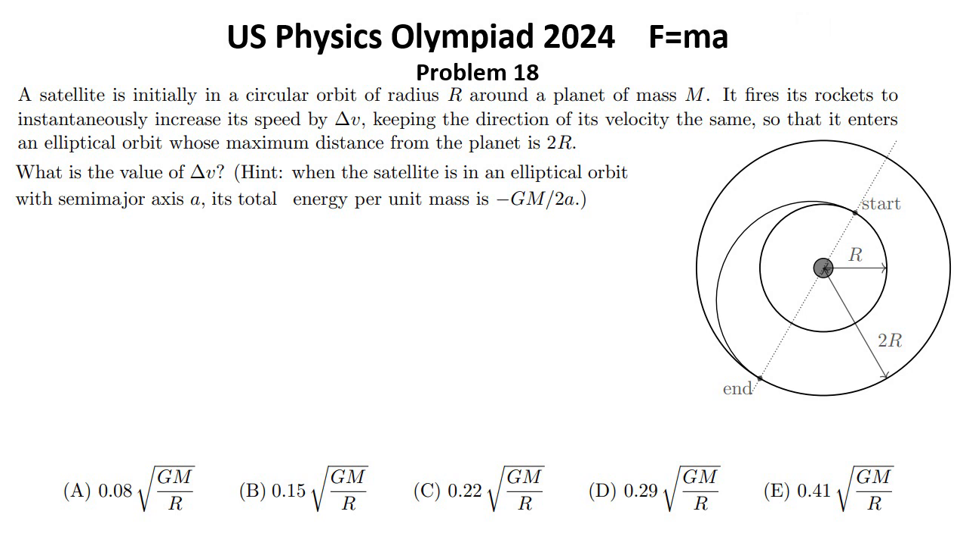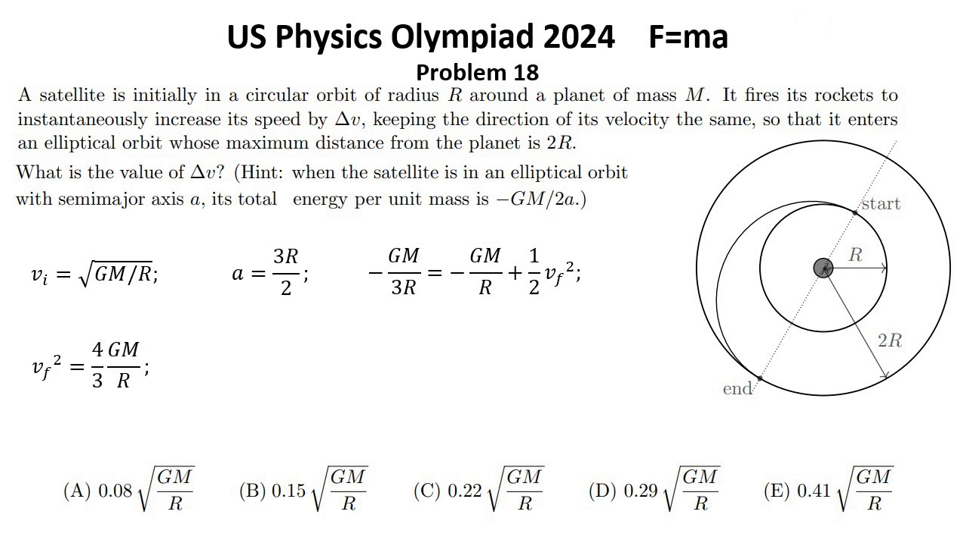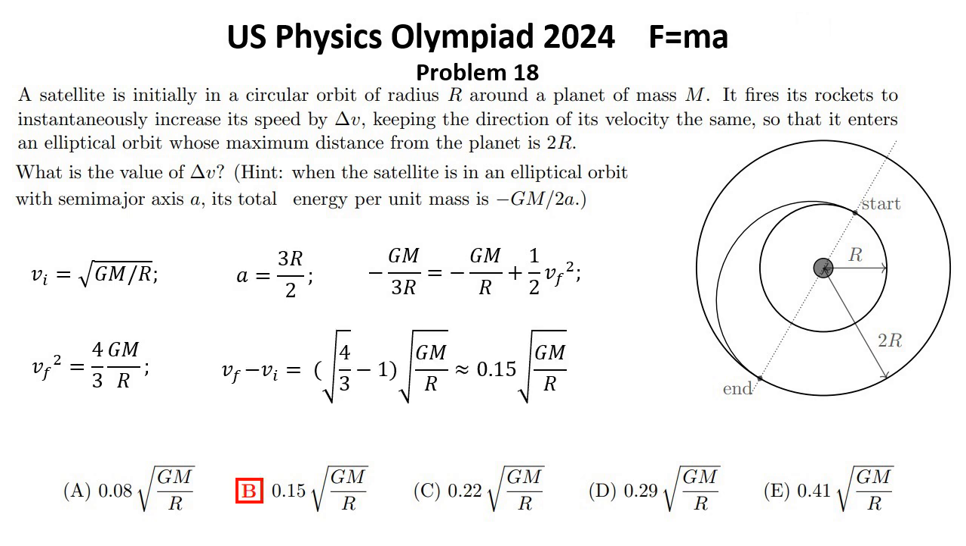Solution to problem number 18. The initial speed in the circular orbit is v initial equals square root of GM over r. In the elliptical orbit, the semi-major axis is a equals 3r over 2, so the total energy per satellite mass is negative GM over 3r, equal to negative GM over r plus 1/2 v final squared, which implies v final squared equals 4/3 GM over r. So from here we have v final minus v initial equal to answer B. This is the solution to problem number 18.